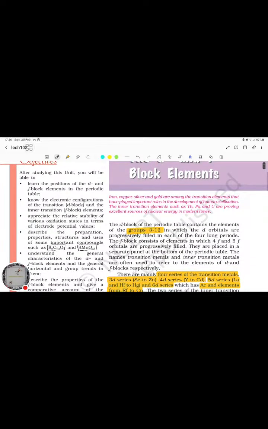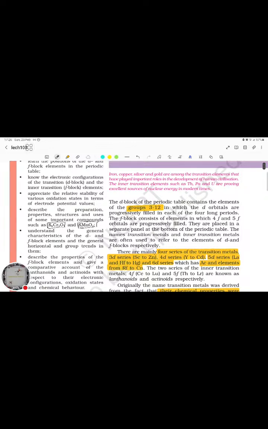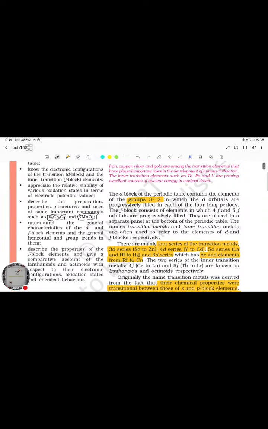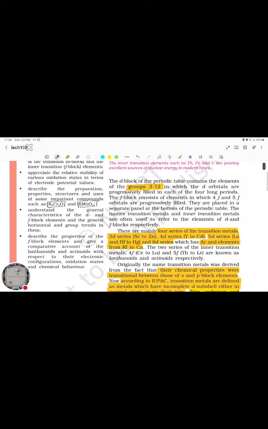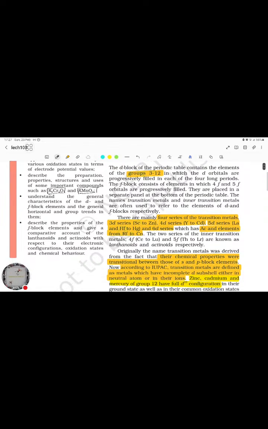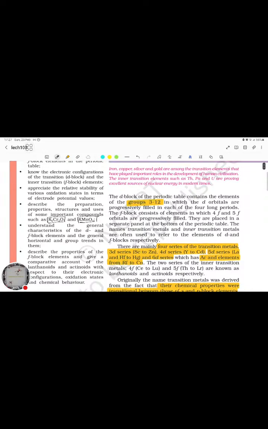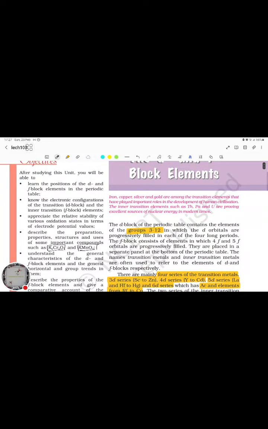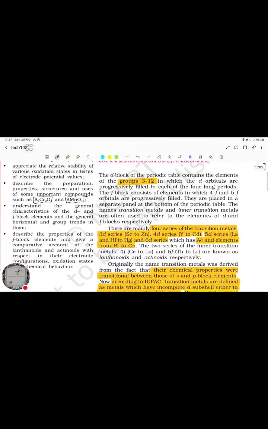So that's it. We'll talk about the position, we'll know the electronic configuration, we'll talk about the oxidation states, and we'll have two important compounds, K2Cr2O7, that is potassium dichromate, and potassium permanganate, KMnO4, and then we'll understand certain characteristics and properties of the elements of the d and f block. Iron, copper, silver, and gold are among the transition elements that have played important roles in the development of human civilization. The inner transition elements such as thorium, palladium, uranium are proving excellent sources of nuclear energy in modern times. So let's get into it.